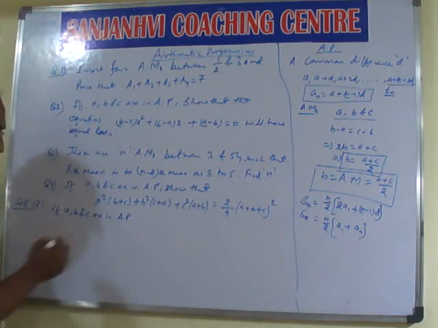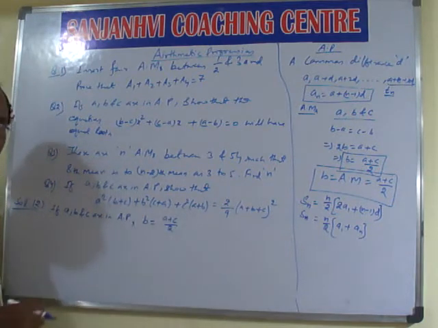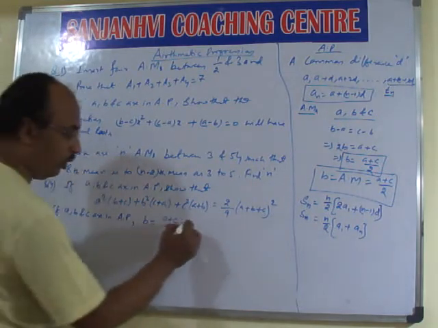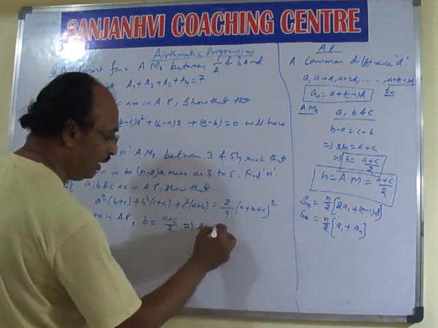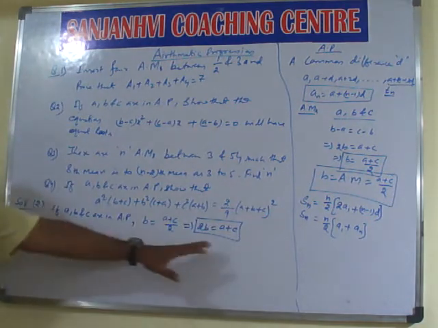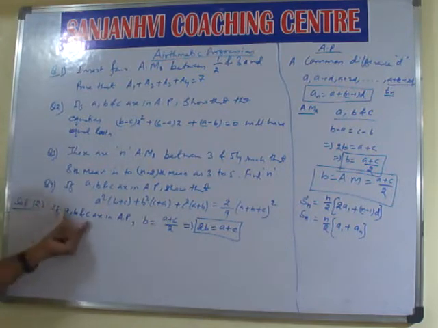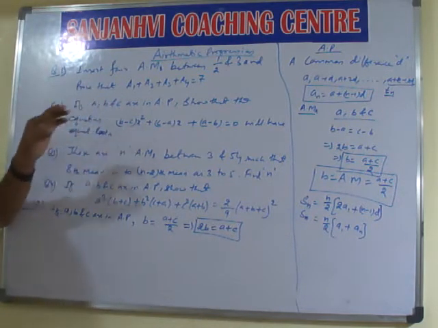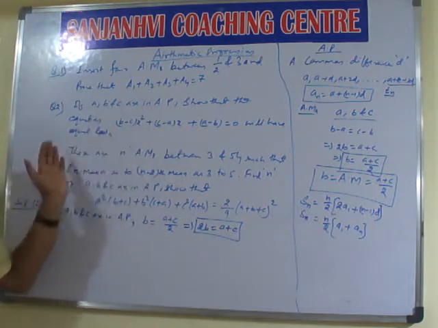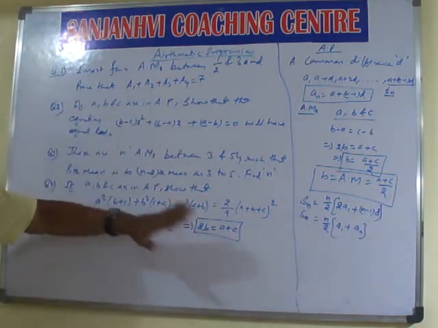So the very first thing: if A, B and C are in AP, then immediately we will write B is equal to A plus C by 2, or you can write 2B is equal to A plus C. Immediately you can write this, and be ready to utilize it in your further equations. Because 'A, B and C are in AP' is given to us only for utilizing this equation 2B is equal to A plus C in our further calculations. Right? Okay. So we have already derived this.